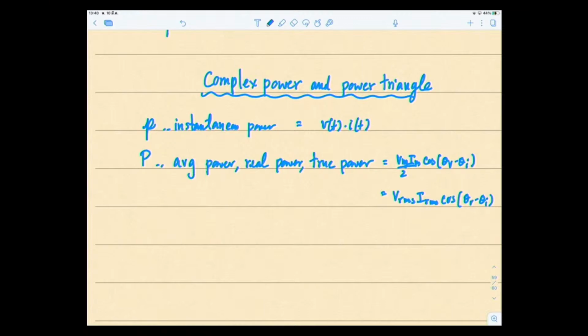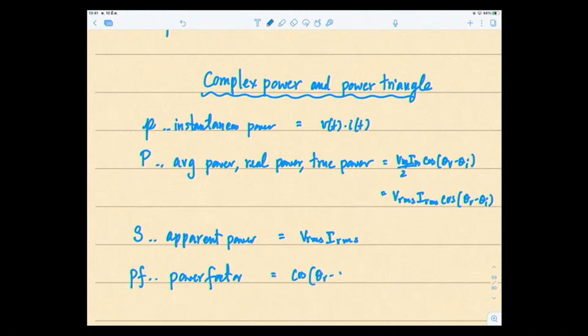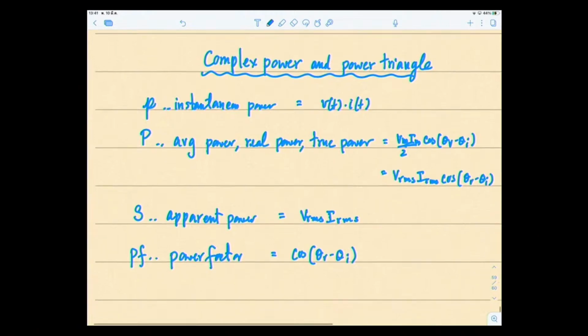What else did we do? Oh, we did apparent power S, which is equal to Vrms Irms. And we have power factor, which is equal to cos(theta V minus theta I). So these are the parameters that we have done in the last two sessions.